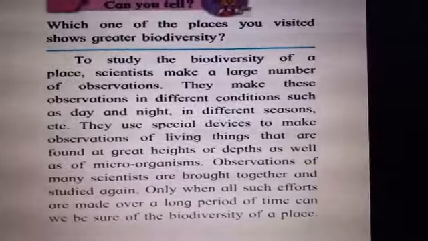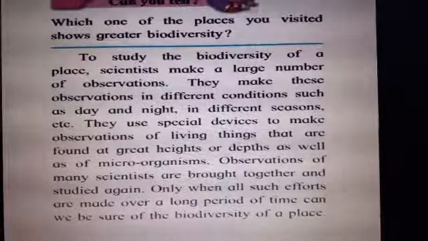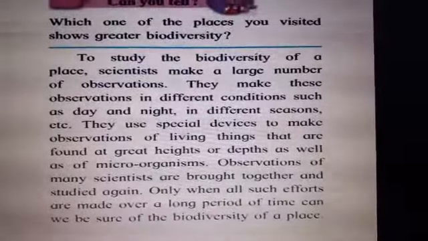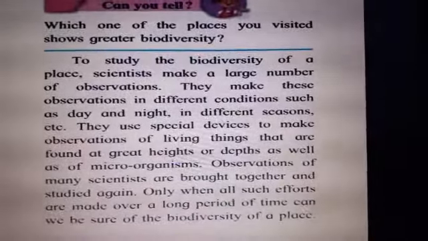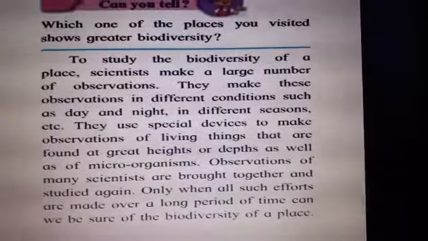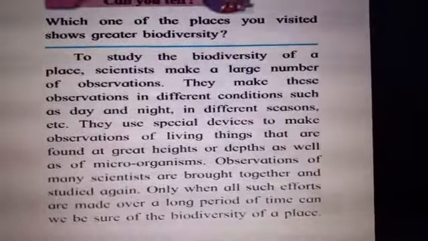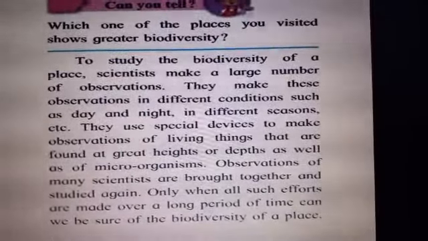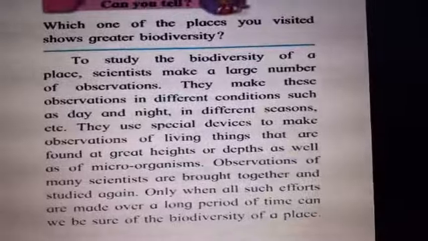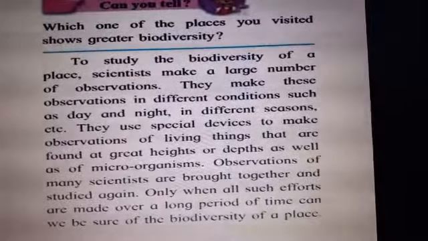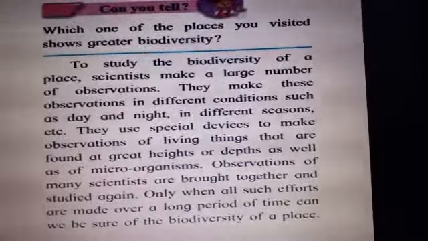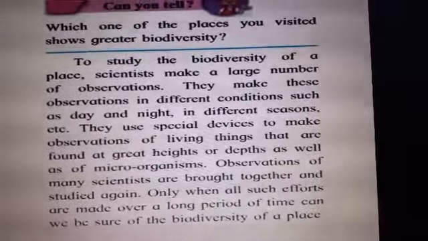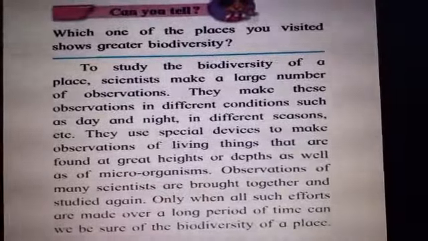To study the biodiversity of a place, scientists make a large number of observations. Now, it is not easy, children, to give the conclusion of a particular thing. Scientists have to do lots and lots of observations for many years. It is not that we observe for just 1 or 2 days and give the decision or the conclusion. It has to be done for a large number of years. They make these observations in different conditions such as day and night.